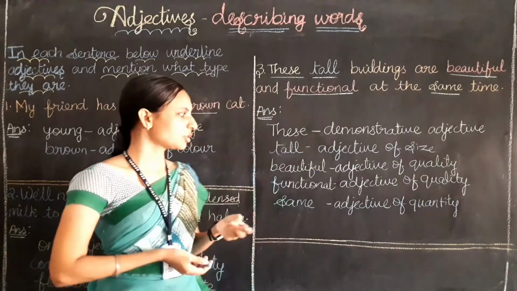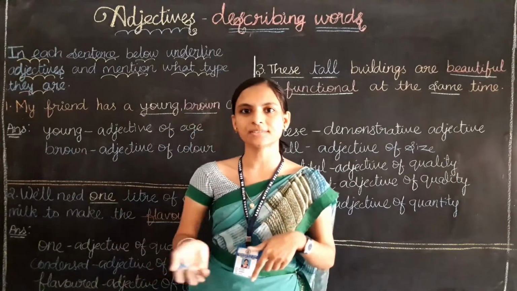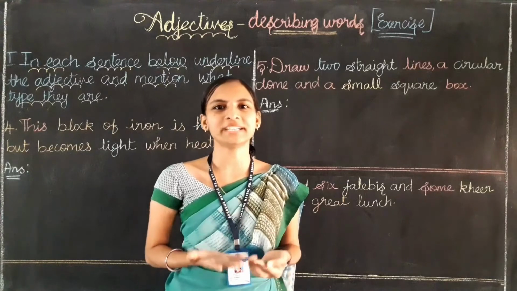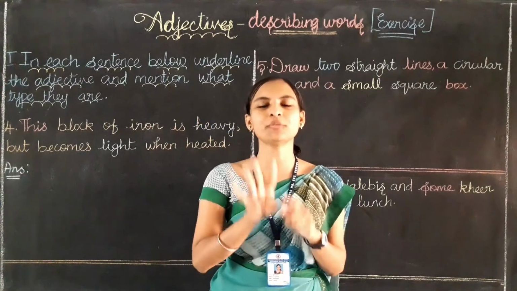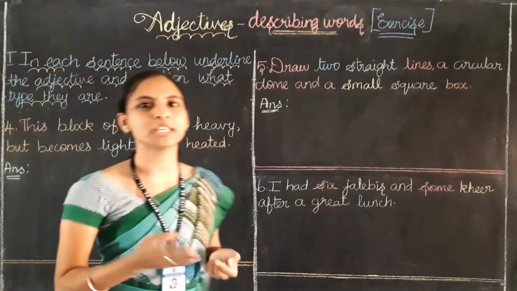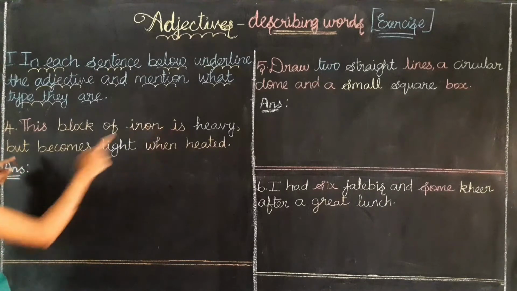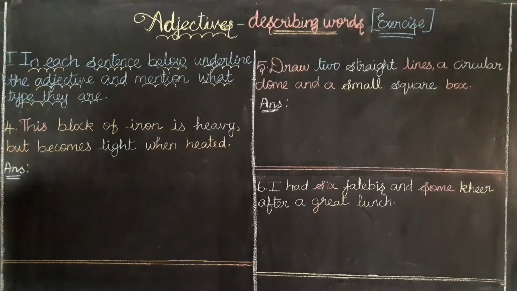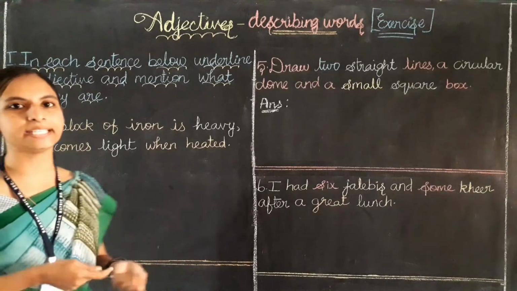Okay, children. So we have completed up to 3. So we are going to write the next 3. Let's do the 4th one. Okay, students. Now I have written the other 3 questions on the board. So now we are going to do the 4th question. Let me read out the 4th question for you. This block of iron is heavy but becomes light when heated.